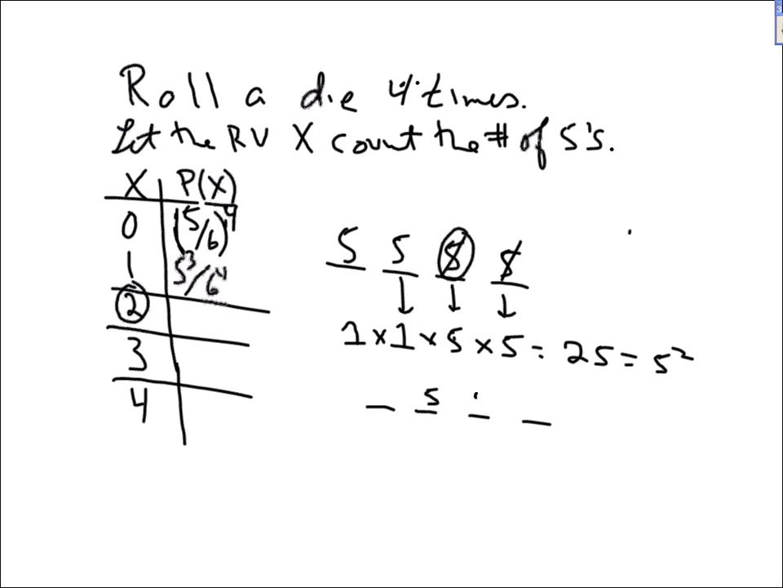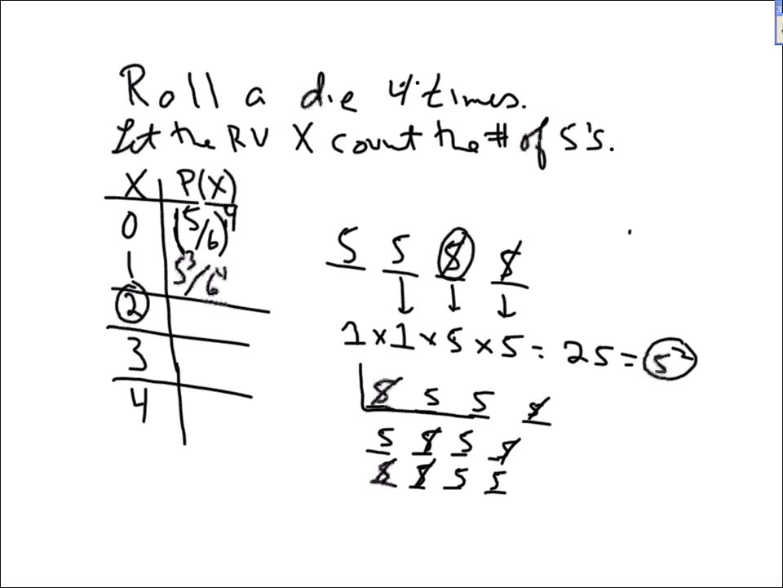They can be in the 3rd and 4th position, and elsewhere is not 5. Or it can be in the 1st and the 3rd position. Or it can be in the last 2 positions. No matter what, you're going to be able to get 25 different cases for each of these.